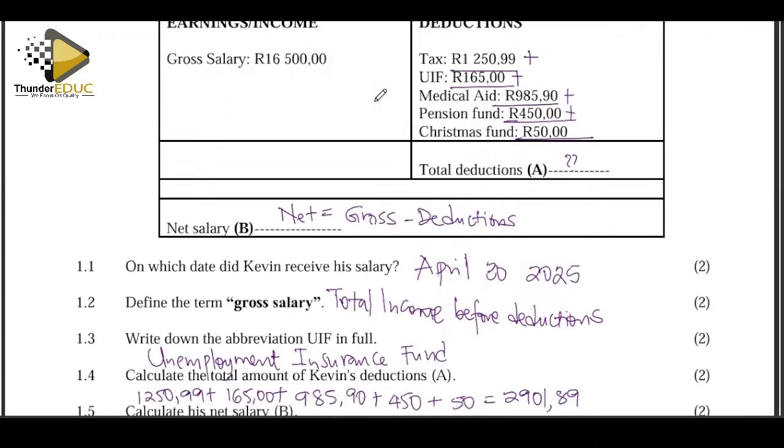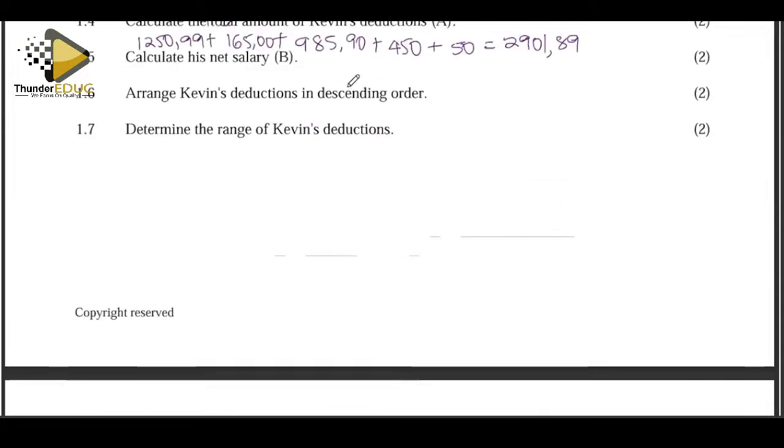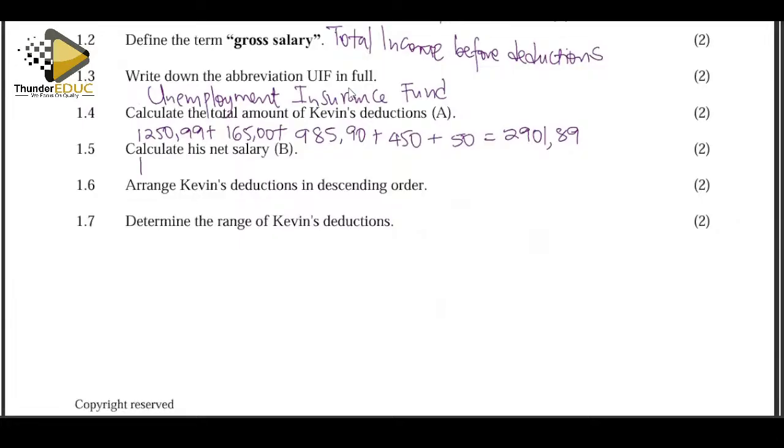So we are going to do what? We are taking the gross 16,500 minus the answer you've got here. So here our gross was supposed to be 16,500 minus 2,901 rand 89 cents. And the answer became 13,598 rands and 11 cents.